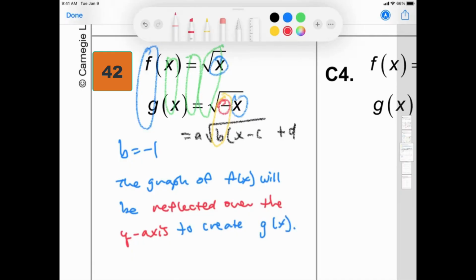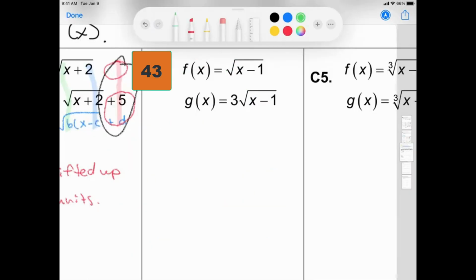So the big idea is, what I notice is that b is a negative one, and the characteristic I put in words is that it's reflected over the y-axis. Here, I notice that f and g look pretty much the same. They have an x. They both have a -1 inside the radical, but the only thing that's different here is this 3. And this 3 is on the outside. Let's write that, outside.